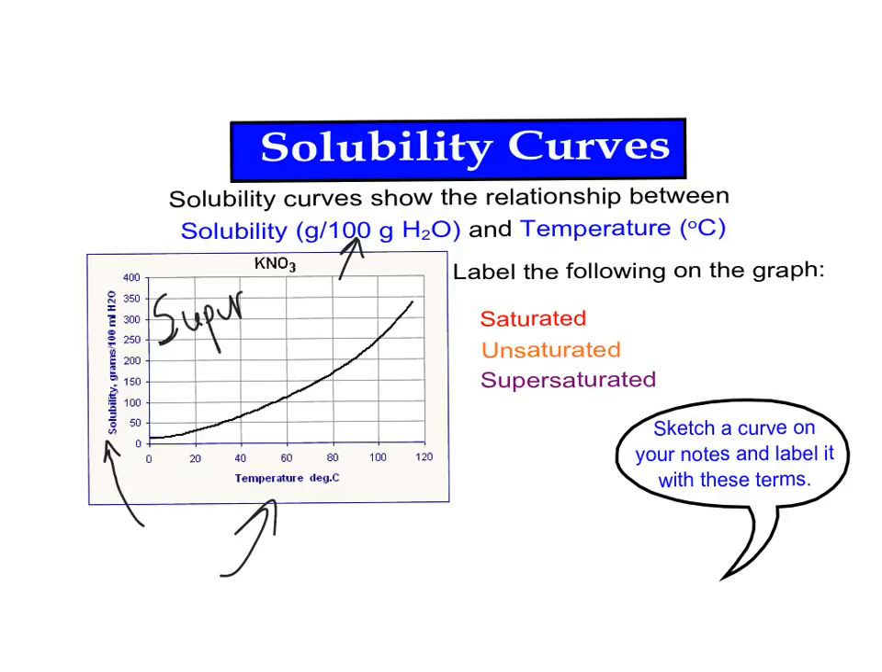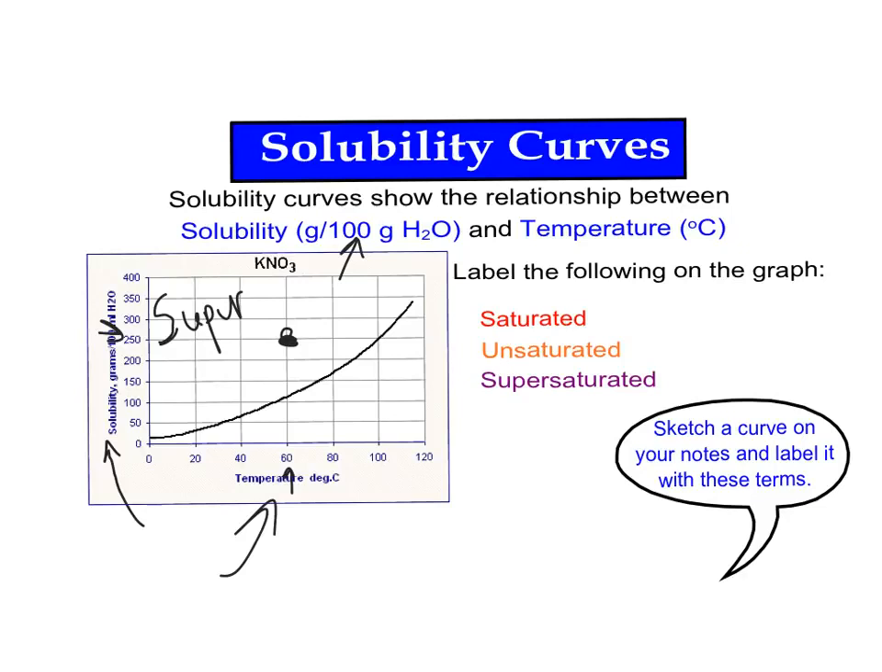So if I were to tell you, hey, you have a solution at 60 degrees, and in that solution you've somehow dissolved 250 grams, well, 60 degrees is right here. 250 grams of solute would be right here, and you could plot the point. And seeing how it's above the line, you could just spit back to me, oh, that's a supersaturated solution. So supersaturated is above the line.